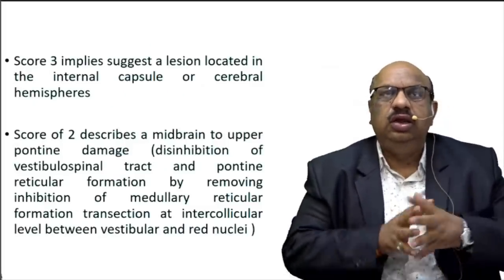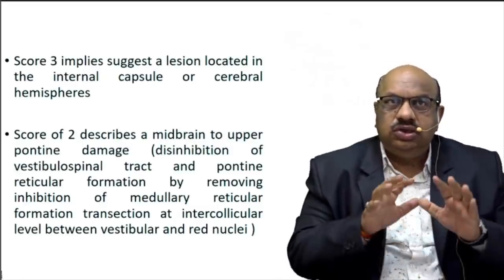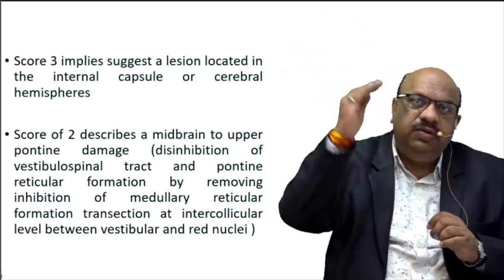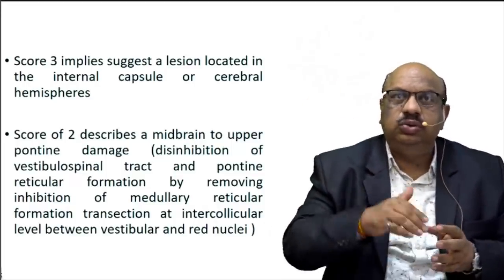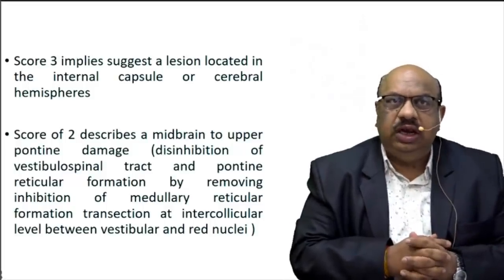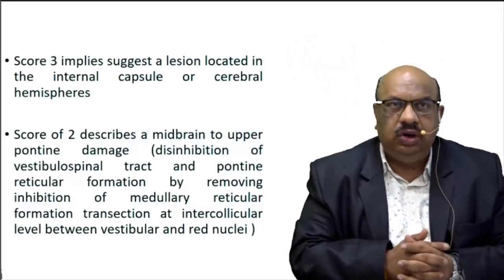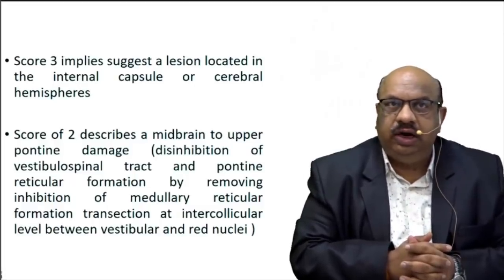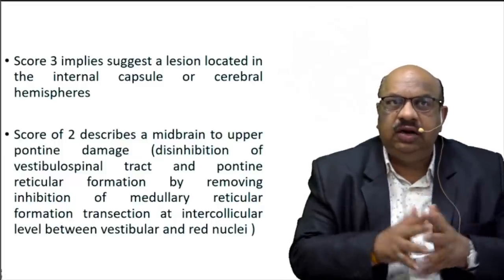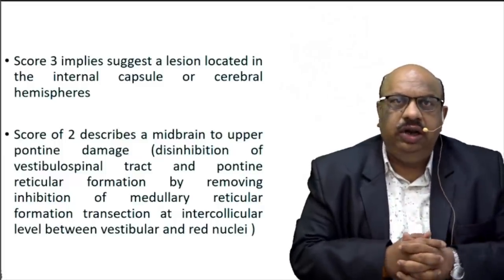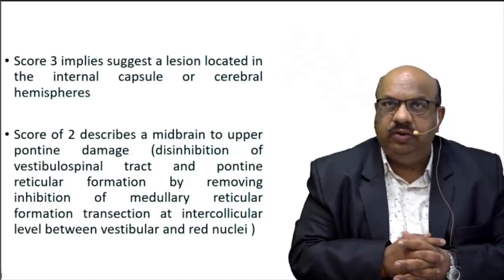Now this basically, what I said, that if the score is 3 or above, it means the cerebral injury must be above the midbrain, somewhere in the internal capsule or cerebral hemisphere. And if the score is 2 or below, then there is an inhibitory fiber which is gone. So disinhibition of the vestibulospinal tract and pontine reticular formation. The inhibition is usually at the level of the medullary reticular formation, it's transected, or at the intercollicular level between the vestibular and red nuclei.